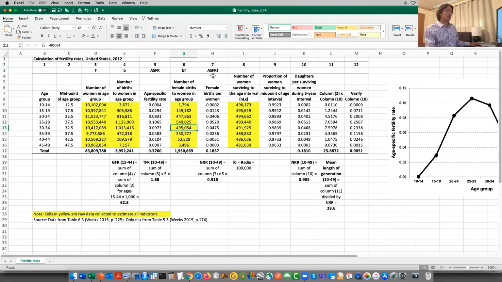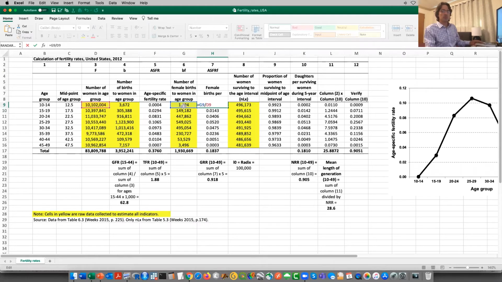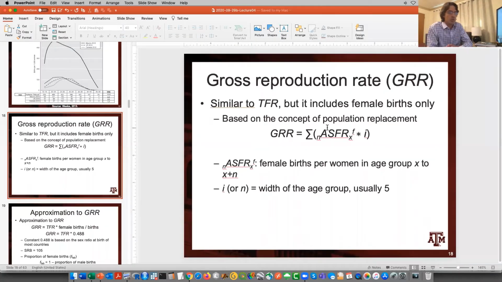So we first have to estimate the ASFR that considers only female births. We get this number here, female births, and divide by the number of women. And we do that for all the other intervals. This one divided by this. We sum them all, and we multiply by 5, which is the width of these intervals. So we just implemented this formula here. We added them all and multiplied by 5. So this is the gross reproduction rate.